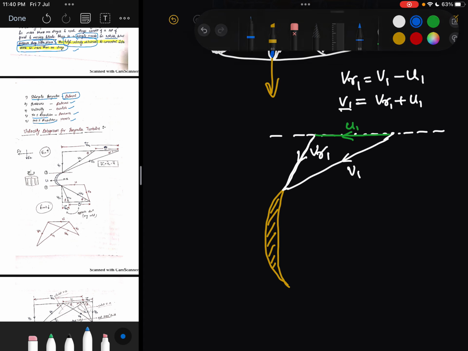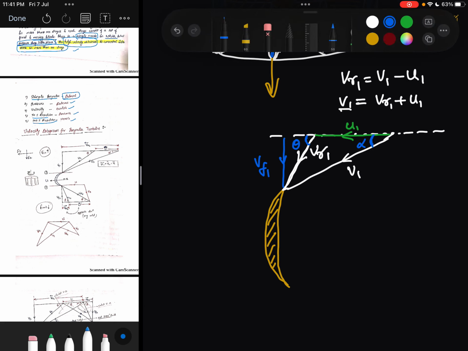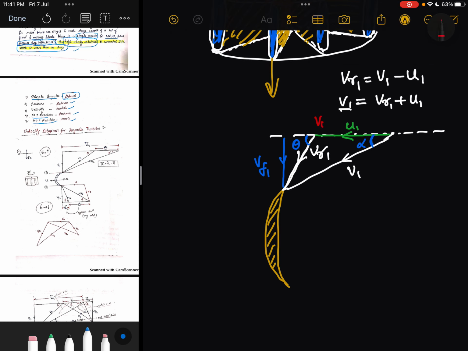And we can also get the other velocity. Let's use a different color. This is the component of the absolute velocity, and we call it vf1, the flow velocity. And if we define the angles, the absolute velocity angle is denoted by alpha, and the relative velocity angle, because it is showing the blade angle, is denoted by theta. And the tangential component along the blade is a very important velocity, vw1.